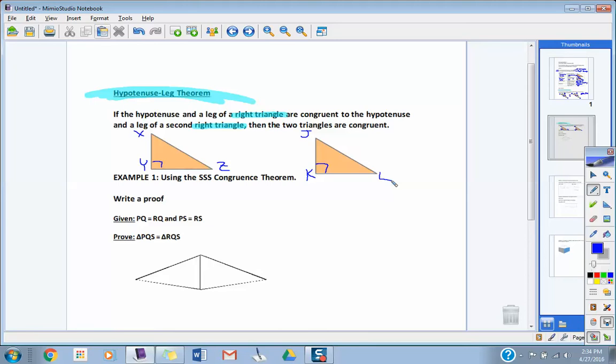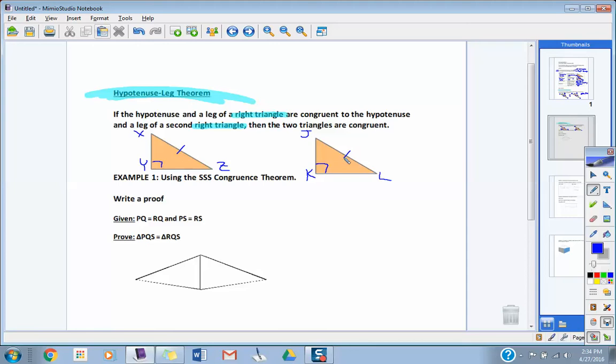Hypotenuse and a leg. Which side do I absolutely have to know up here if I'm going to have a hypotenuse in this first triangle? X to Z. So I'm going to put a tick mark through XZ. So if I put a tick mark through XZ, I want that to match the hypotenuse on the other triangle. So what's that going to match there? JL, all right?